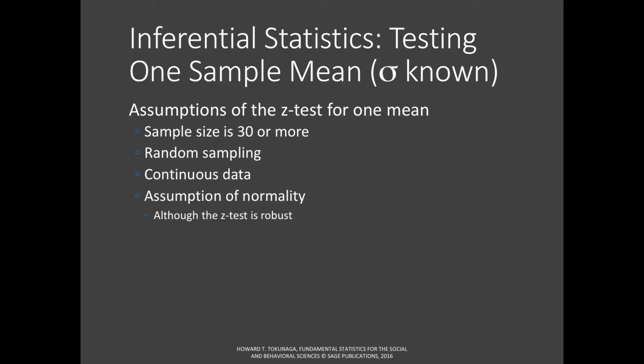In your homework, these last three things, the random sample, continuous data, and assumption of normality, are all true. The thing you really have to look for to determine if you're going to use a z-test or a t-test is the sample size. If it's 30 or more, you use a z-test. If it's less than 30, you use a t-test, which we're going to do soon.